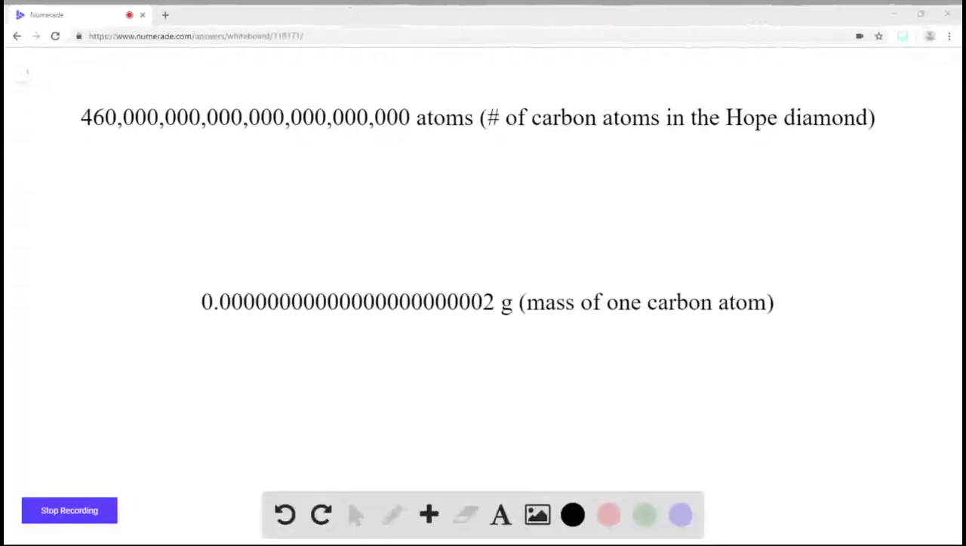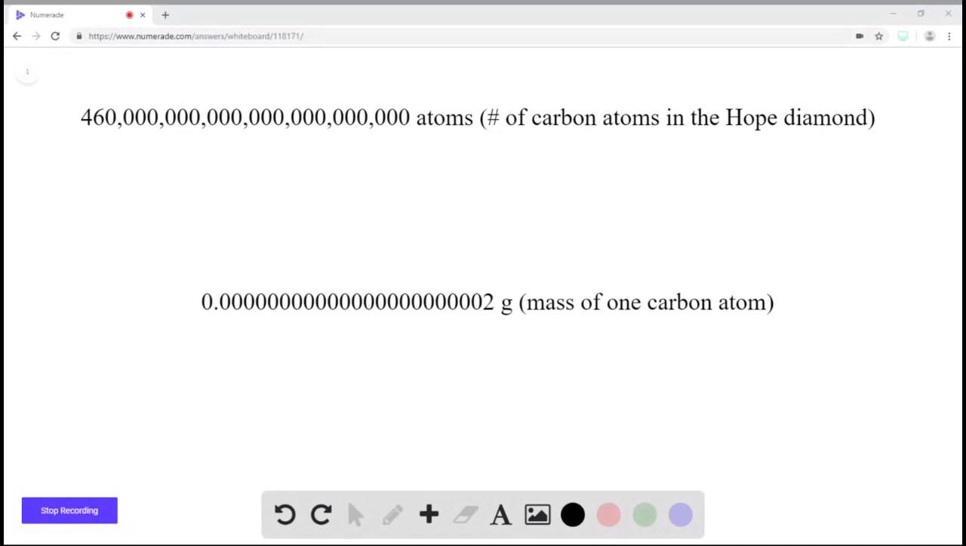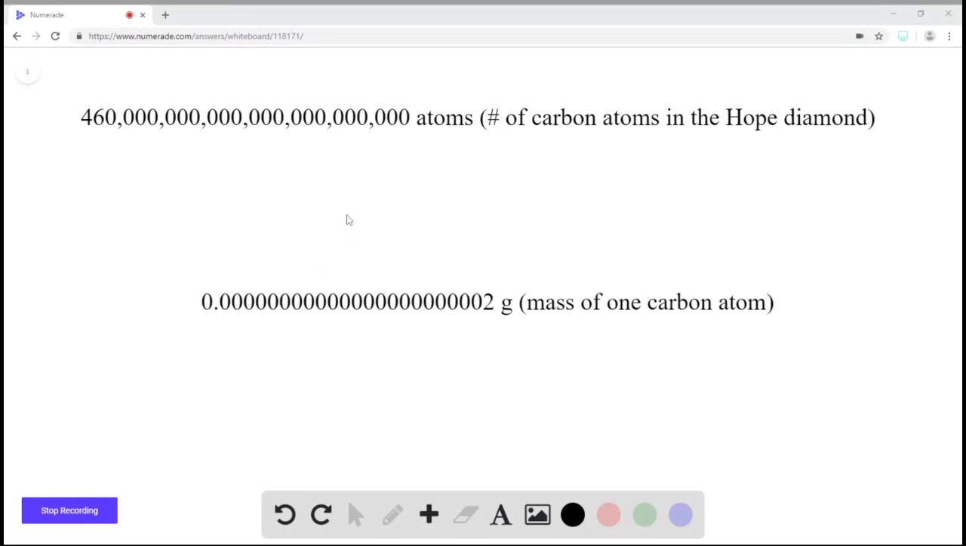So this question asks you to describe how scientific notation makes it easier to work with either very large or very small numbers. So scientific notation essentially allows you to take regular notation of very, very large numbers with a lot of zeros or very, very small numbers with a lot of zeros and write them in a different way that's easier to deal with.